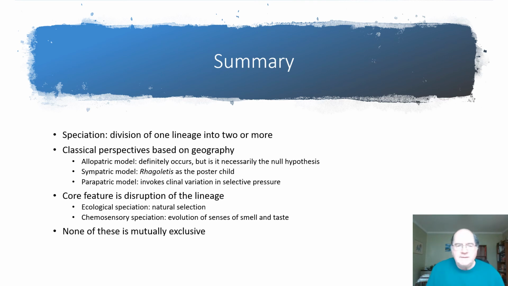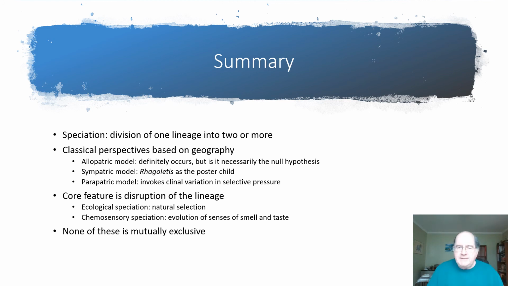So finally, just a quick summary here. Despite what the title of Darwin's book is, speciation is not the accumulation of changes within a lineage, that's anagenetic change, but cladogenetic change, that is, the division of lineages into two or more daughter lineages. Classically, the perspectives on how this occurs were based upon geography, giving rise to allopatric models of speciation, where divergence arises when populations are physically separated. Then there are the more theoretically controversial sympatric modes of speciation, where somehow divergence occurs even though the individuals are in close enough physical proximity to be able to mate with one another.